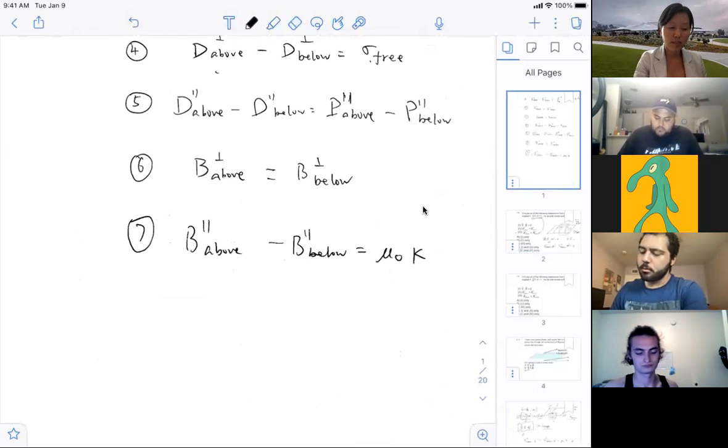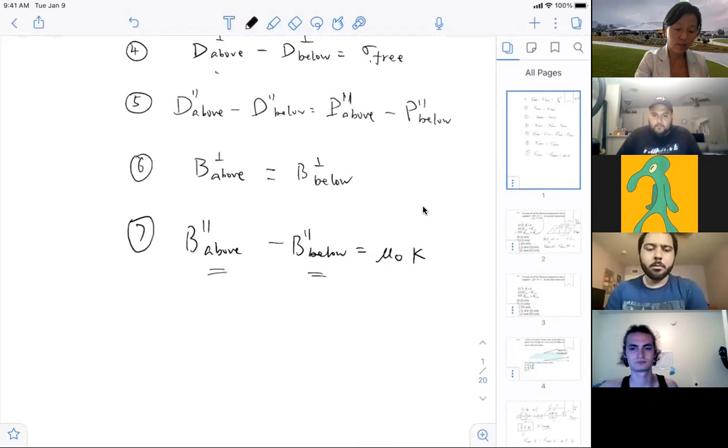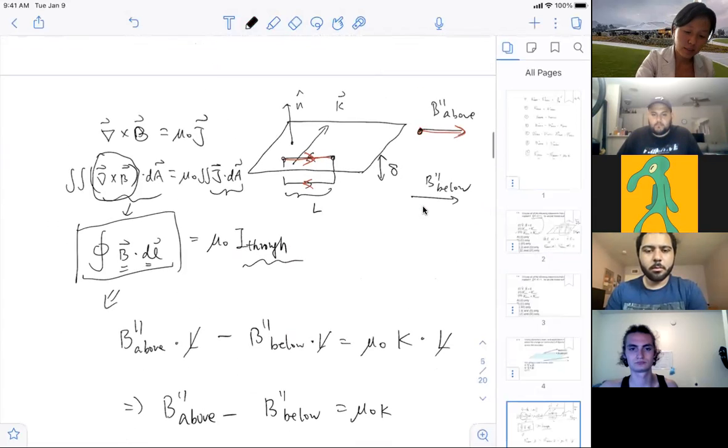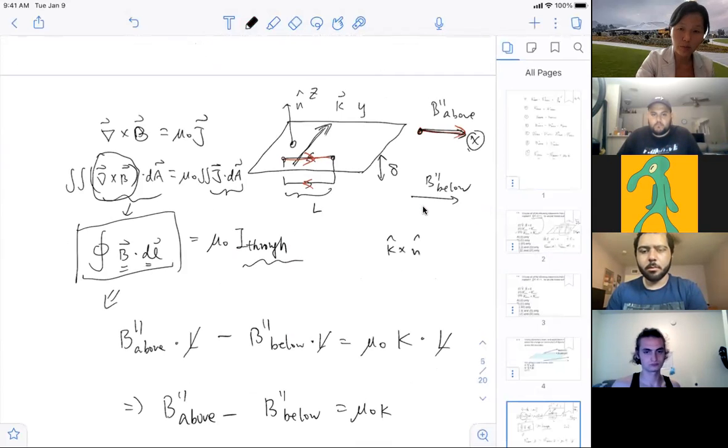All right, so you can see that this direction, the parallel component is in which direction? The parallel component of B is in this direction, and that direction can be represented by K cross N. K is in this direction. If this is your X, this is your Y, N is your Z, then the X direction, the parallel component, can be represented by Y hat cross Z hat.